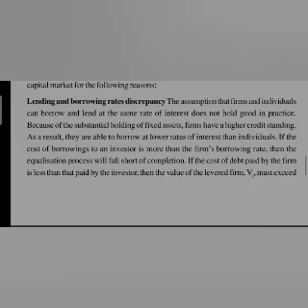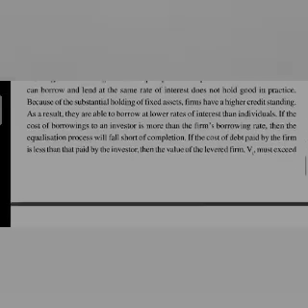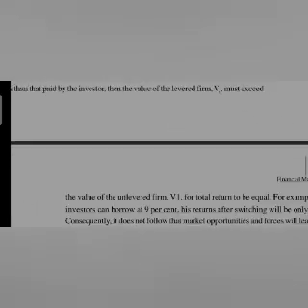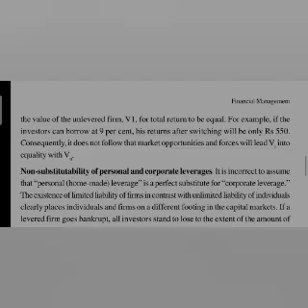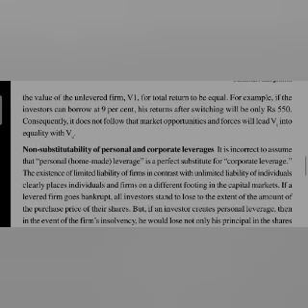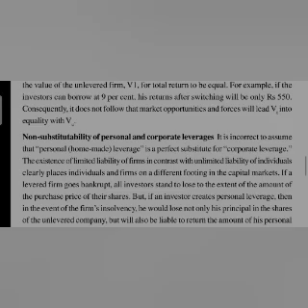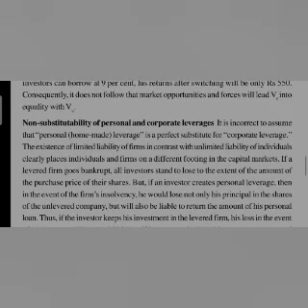If the cost of borrowing to an investor is more than the firm's borrowing rate, then the equalization process will fall short of completion. If the cost of debt paid by the firm is less than that paid by the investor, then the value of the levered firm VL must exceed the value of the unlevered firm VU for total return to be equal. For example, if the investor can borrow at 9%, his returns after switching will be only rupees 5,550. Consequently, the market opportunity and forces will not lead VL into equality with VU.